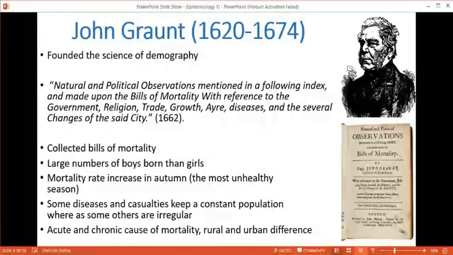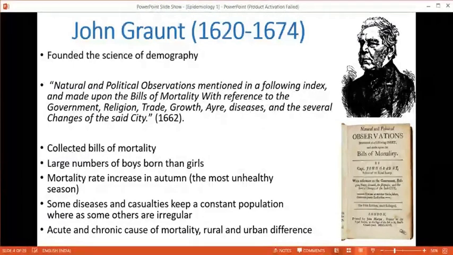The next person who did lots of work on demography is John Graunt, 1620 to 1674. He went to the parish and found all the death records. He looked into the death records and collected all the information. And he wrote a book, Natural and Political Observations Mentioned in the Following Index and Made Upon the Bills of Mortality. Mortality means deaths, with reference to the government, religion, trade, growth, air, disease, and the several changes of the said city. So this is the book he wrote.